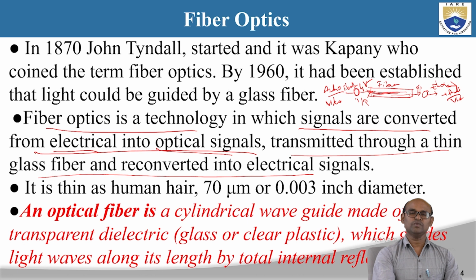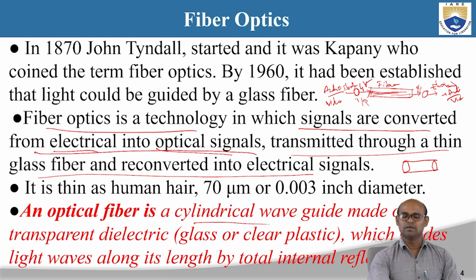Optical fiber is nothing but a cylindrical waveguide, in the form of a cylinder. A waveguide is a medium in which light signals can propagate. That is why we say optical fiber carries only light signals, and that is the reason we say optical fiber is a cylindrical waveguide.